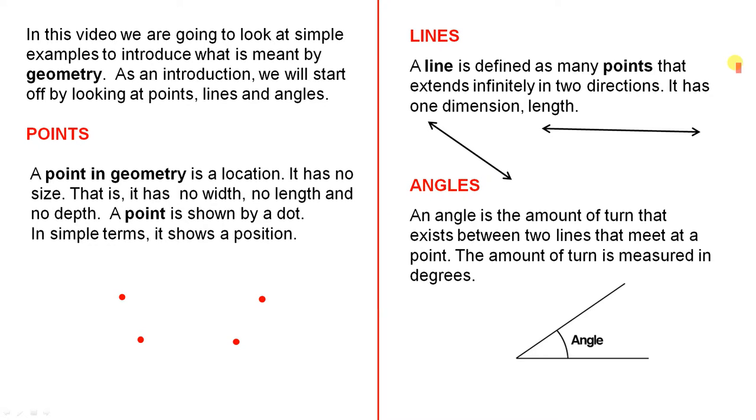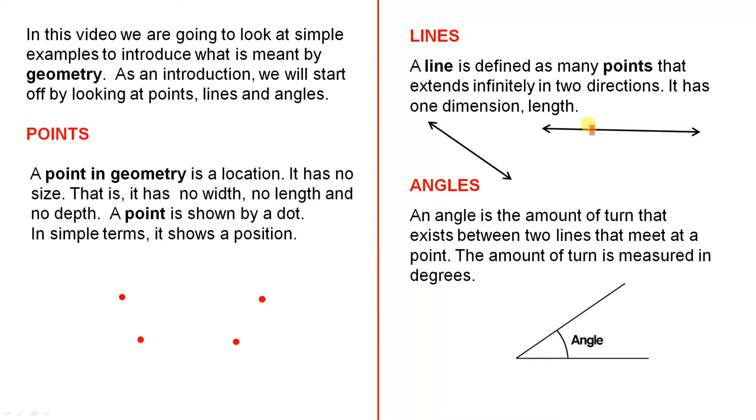Lines. A line is defined as many points that extends infinitely in 2 directions. It has 1 dimension, length. Now, the word line is singular, and that's why I have "extends". This word "extends" refers to line. So basically, this is what it is, and it is made up of many points next to each other, and it extends in both directions.